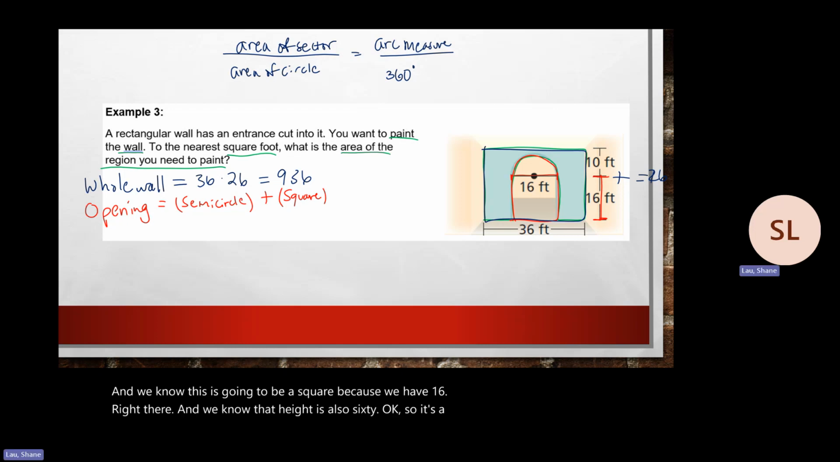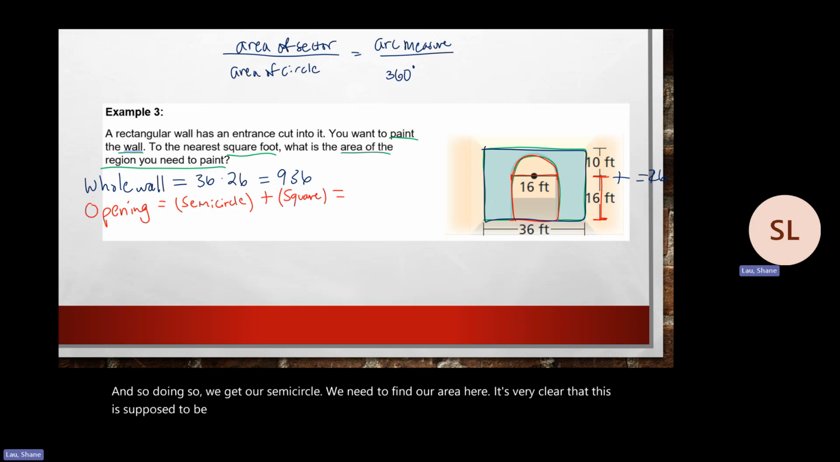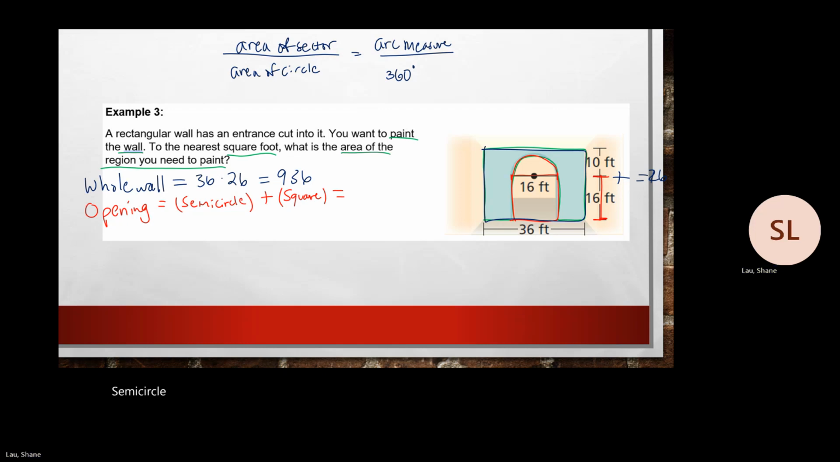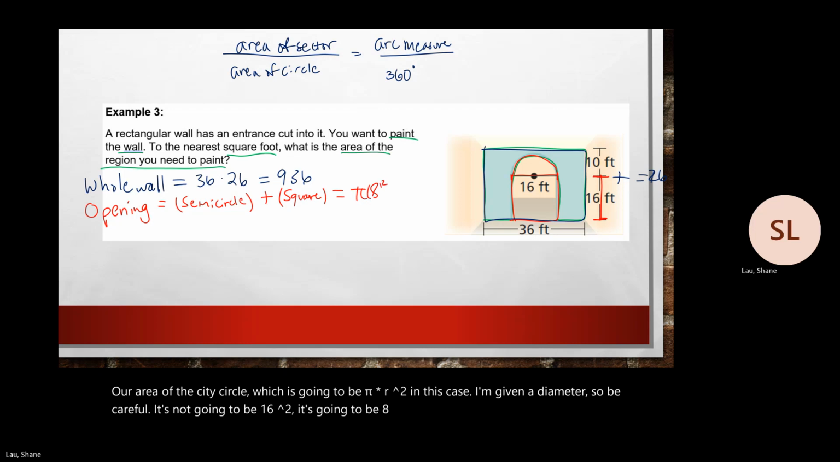And so doing so, we get our semicircle. We need to find our area here. It's very clear that this is supposed to be a diameter, so don't be alarmed there. And so we take this semicircle and do the area of the semicircle, which is going to be pi times r squared. In this case, I'm given a diameter, so be careful. It's not going to be 16 squared. It's going to be 8 squared. Plus 16 times 16, which is 16 squared.